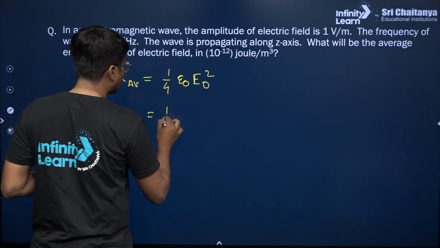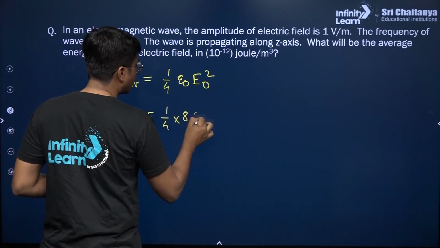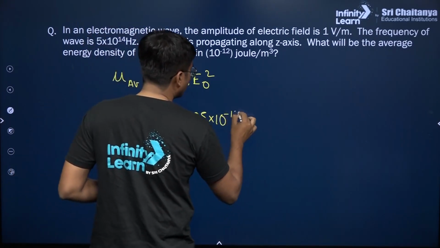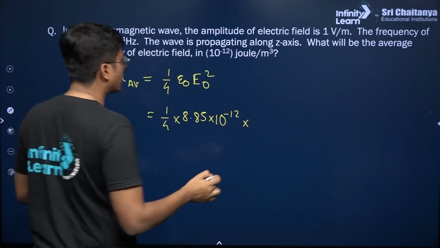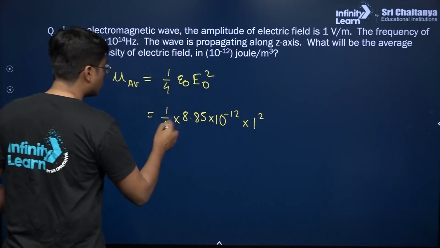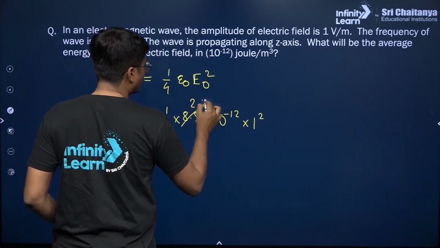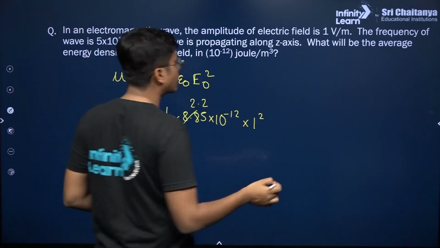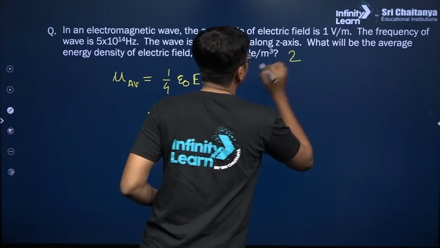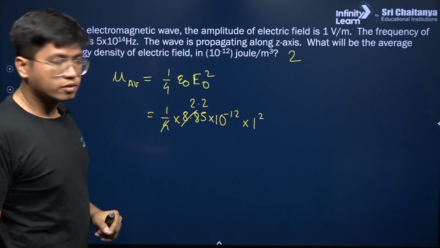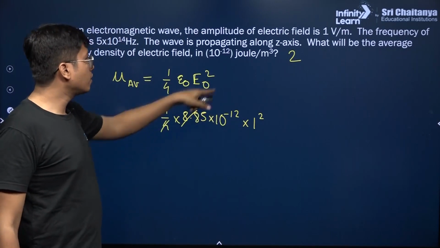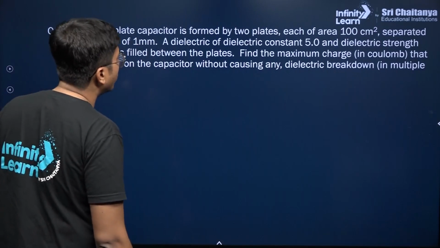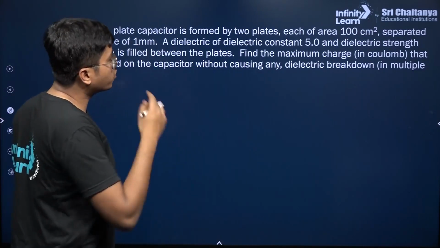If you put in the values, 1 by 4 into 8.85, 10 to the power minus 12 into E naught square, so it's just 1 square, doesn't make a difference. So 1 by 4 of this would be roughly around 2.2 something. So it's 2.2 into 10 to the power minus 12. You need to get it to the nearest integer, so the answer would be 2 for this. It's generally coming to just 2.2 into 10 to the power minus 12. So it's 2.